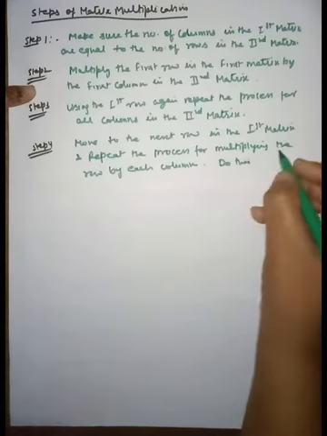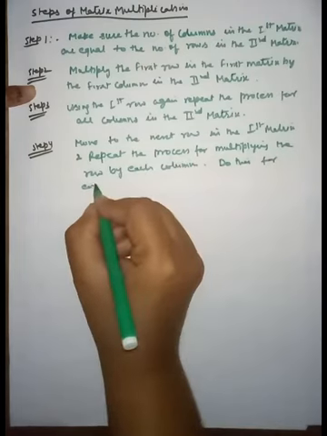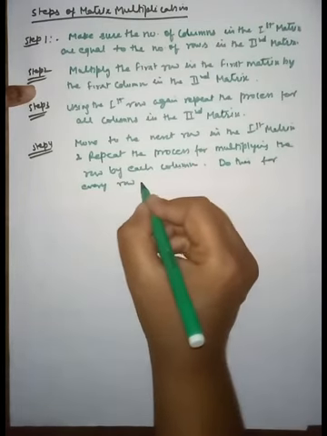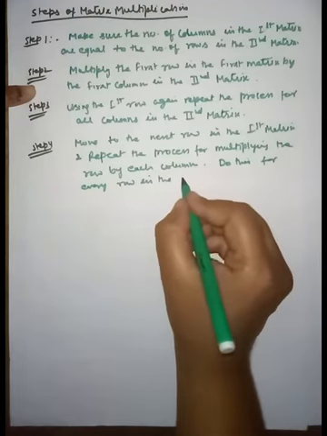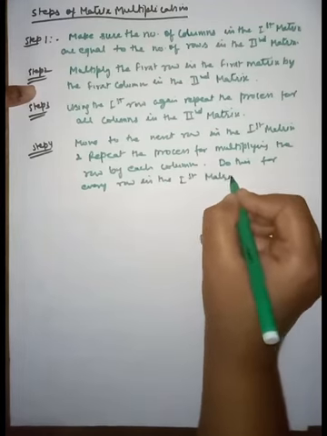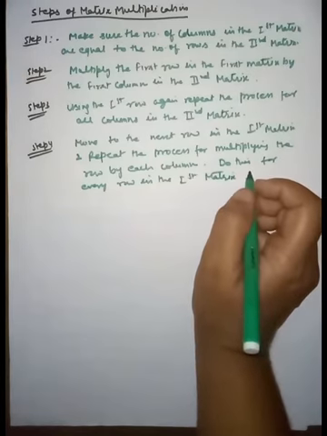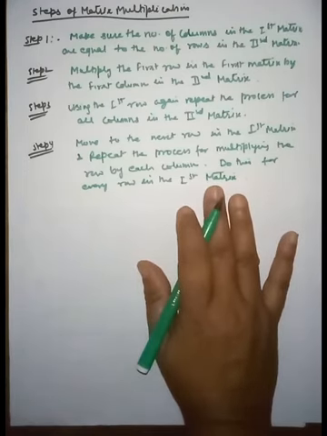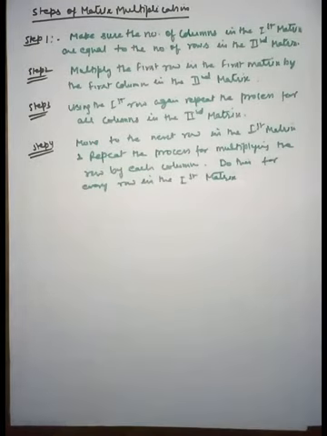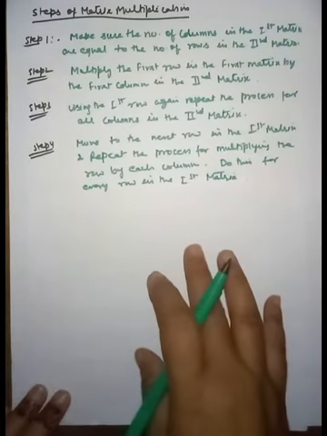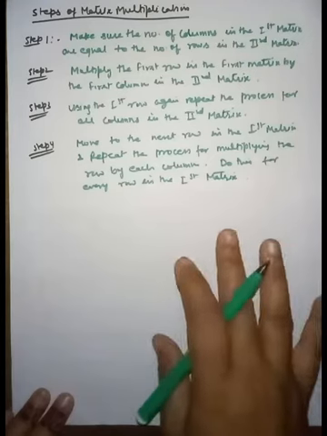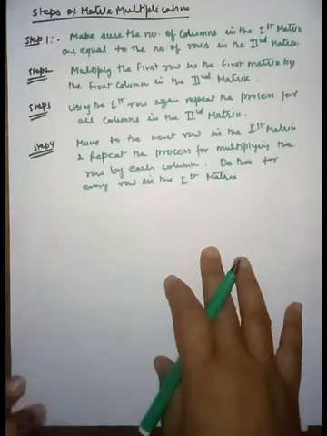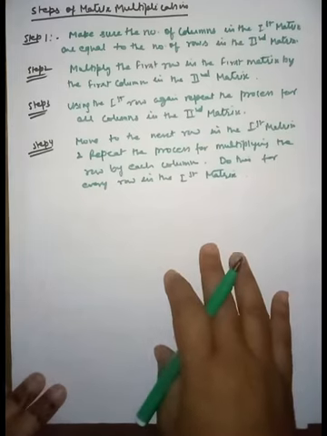Do this for every row in the first matrix. Right? Do this for every row in the first matrix. Right, friends? So these are the steps, all the process of how to multiply two matrices. So friends, now take another example.